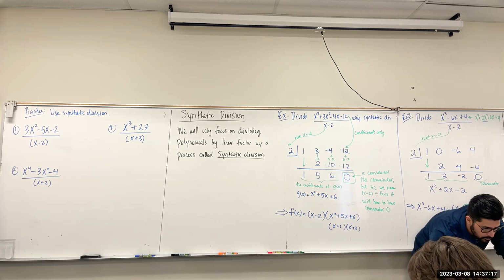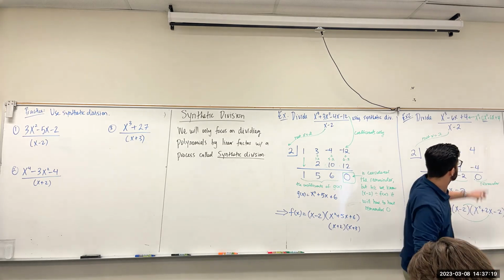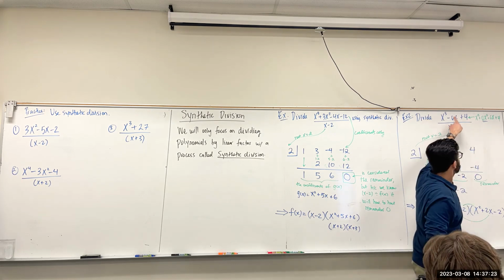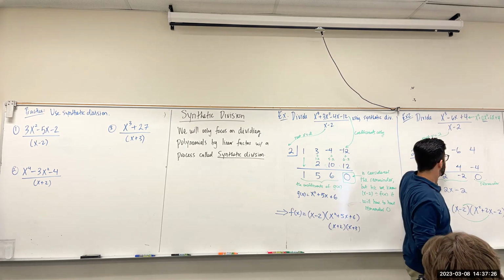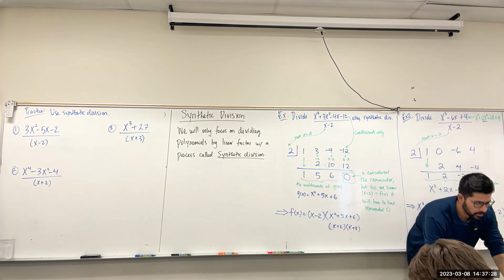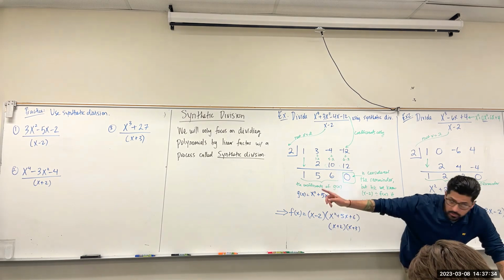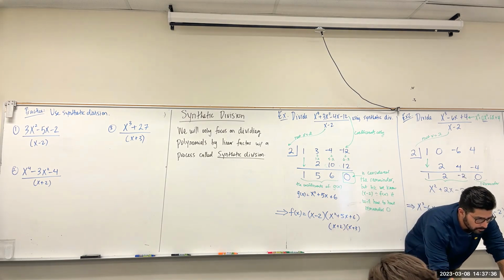So the 0x² doesn't work if there is an x². If there was an x² here, then you would have used that number. Okay. Correct. As you do problems 2 and 3, you'll see that show up.